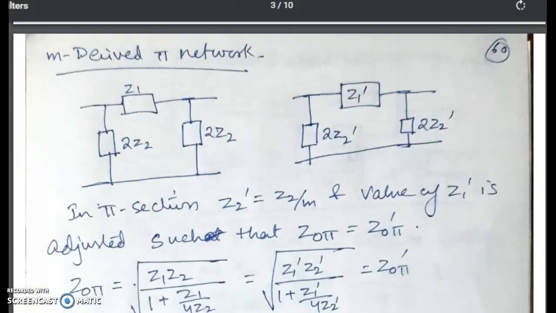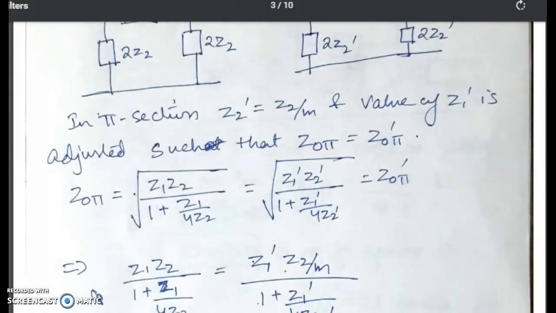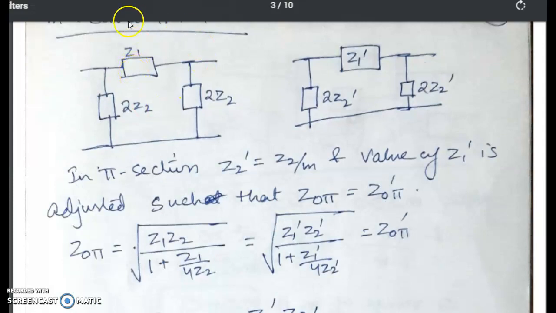Similarly for the pi network, the pi section of the conventional constant K type filter looks like this. Z1 is the series arm impedance and the shunt arm is divided into two parts, each arm having the impedance of 2Z2. Same is the case with the M derived, but we replace Z1 with Z1 dash and Z2 with Z2 dash. So in the pi section we take Z2 dash equal to Z2 upon M, and we find the value of Z1 dash such that the characteristic impedance of the pi network of constant K filter is equal to the characteristic impedance of the pi network of the M derived filter.